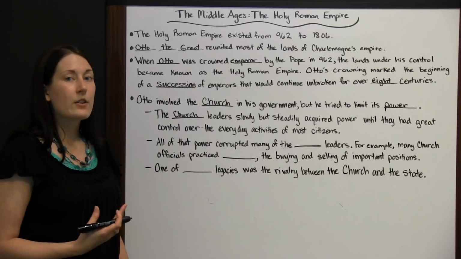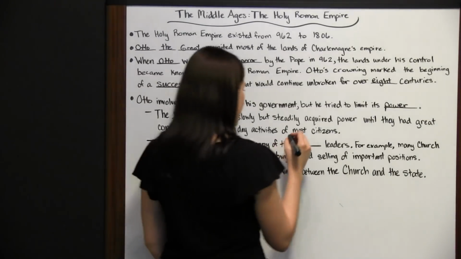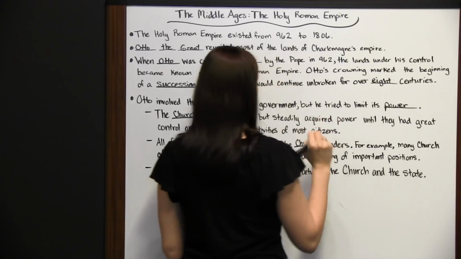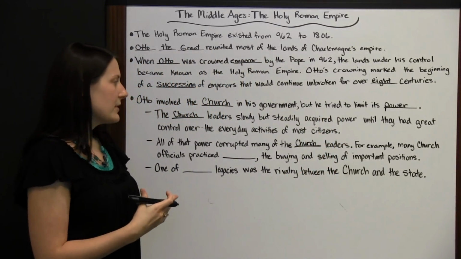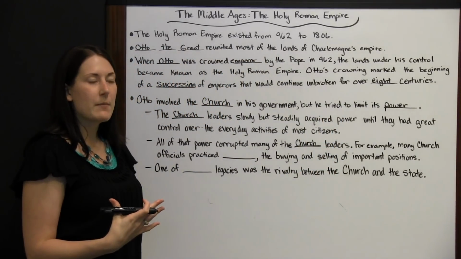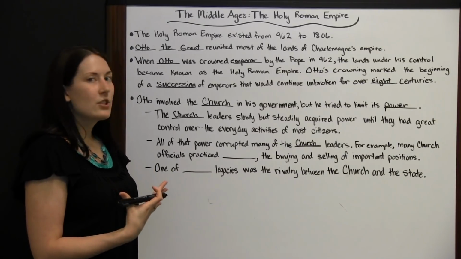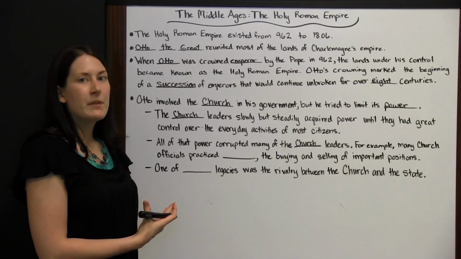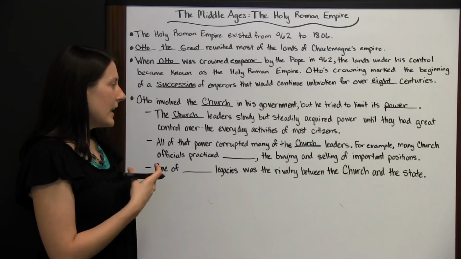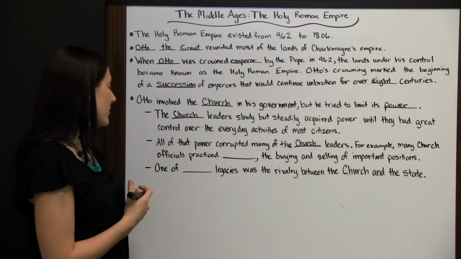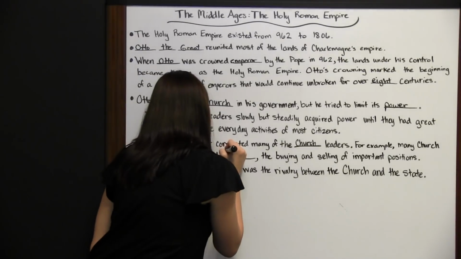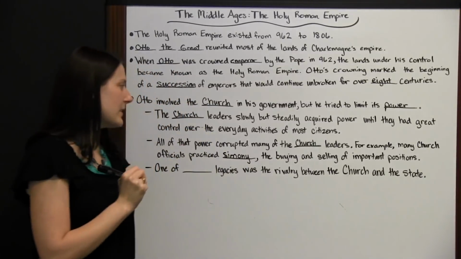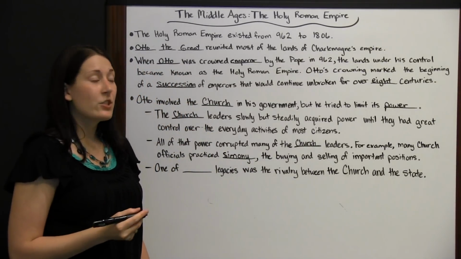All of that power corrupted many of the church leaders. So where the church is supposed to be the example for people to follow, and they're supposed to be following all the rules in the Bible, they're supposed to be Christians, they're supposed to be doing the right things, many of them were corrupted by the power. And an example of that is that many church officials practiced simony, which is the buying and selling of important positions.